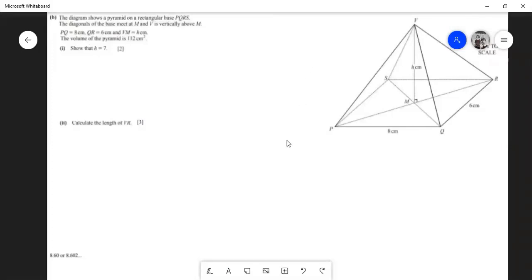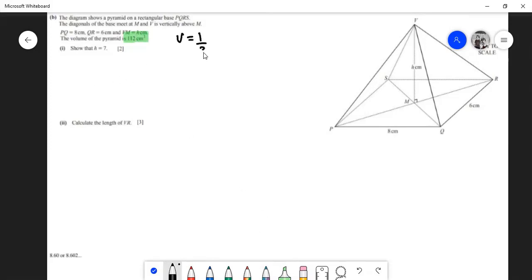Okay, so they want you to show h is 7. How can we do it? Let's see what the information is. Oh, they already give you the volume. So to find the volume of a pyramid, the formula is V equals 1/3 times base area times height. Right now our volume is 112 equals 1/3 times our base, which is 8 times 6, then times our height, which we don't know yet. You do a little bit of shifting and you're going to get 7 cm, as easy as that.